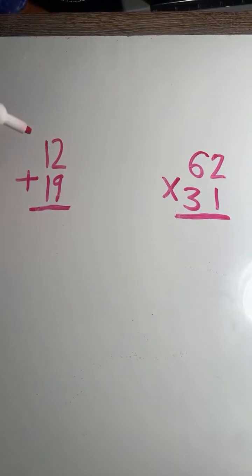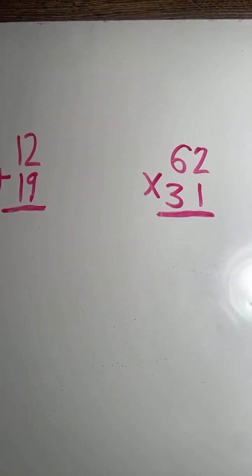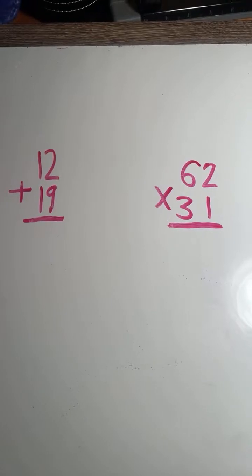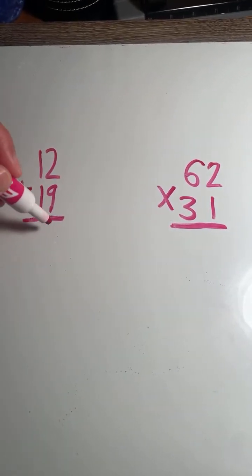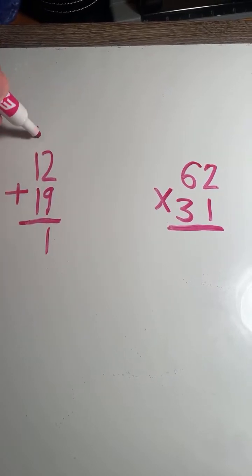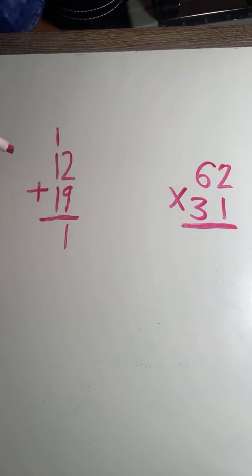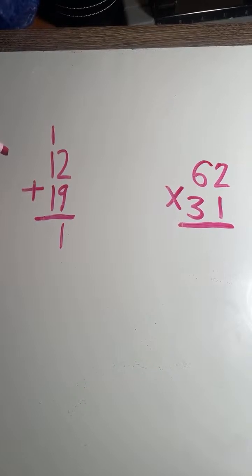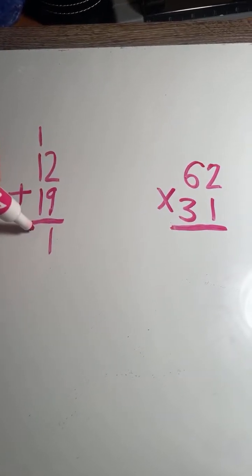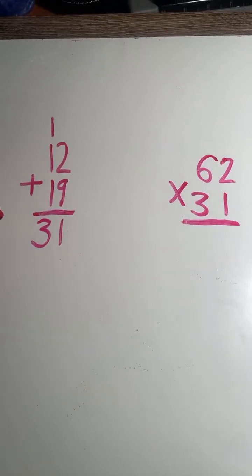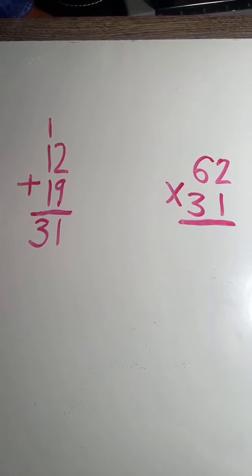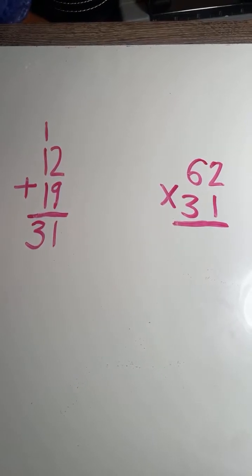All right, 12 plus 19. So starting out, we're going to add the digits in the ones place. 2 plus 9 equals 11. 1, carry the 1. 1 plus 1 plus 1 equals 3. And we have our final answer, 12 plus 19 equals 31.